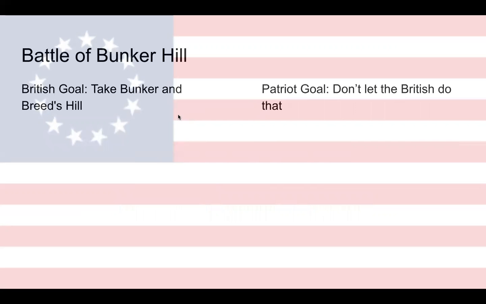The next major battle is the Battle of Bunker Hill. This was only a couple months after Lexington and Concord, and Bunker Hill and Breed's Hill are in Boston. So the Minutemen had taken over these hills, and the British goal is to take Bunker Hill and Breed's Hill back, and the Patriot goal is don't let the British do that.